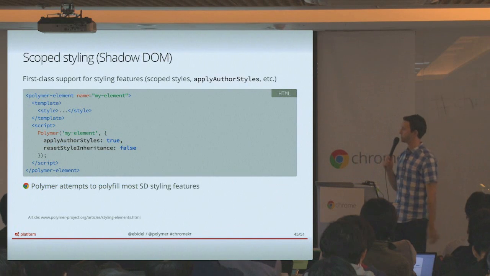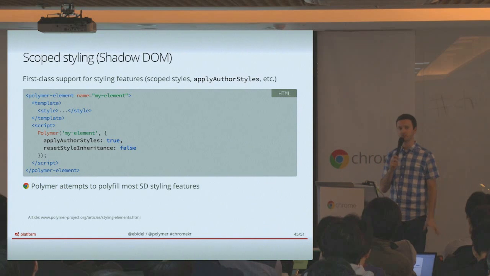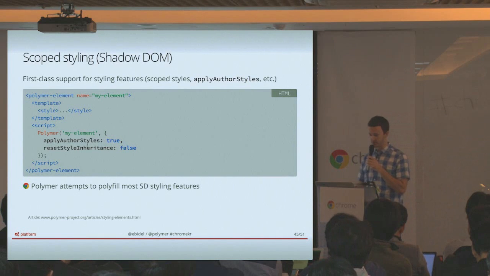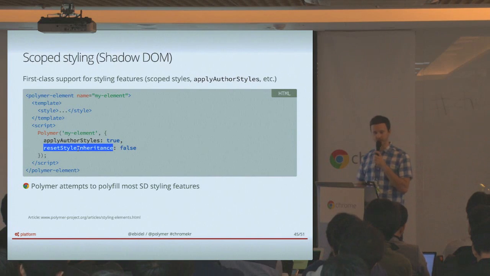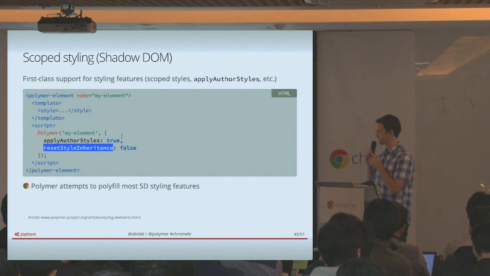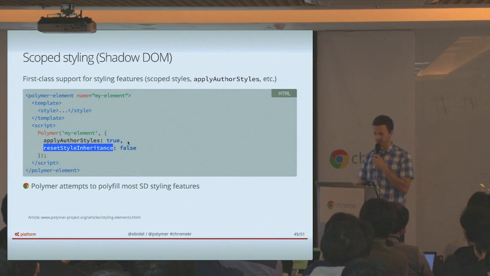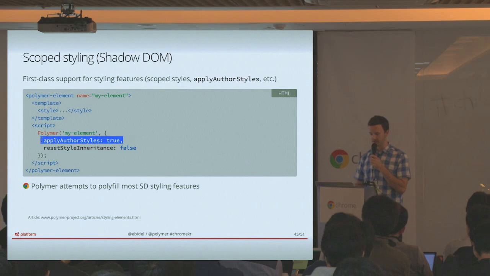Shadow DOM also has the ability to do scoped styling. Really, really awesome feature of Shadow DOM. All right, so styles don't creep into your element. Styles don't bleed out. Anything you define in it will just sort of be there. The two properties that Shadow DOM has for this, apply author styles and reset style inheritance, are also first-class citizens. You just define them on your Polymer element definition, and that's how you control the look and feel of your component.